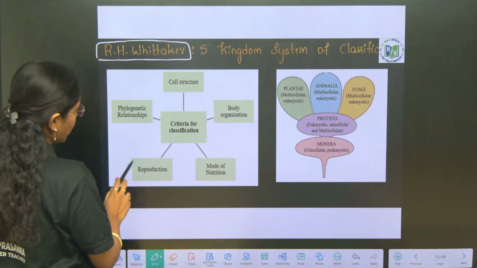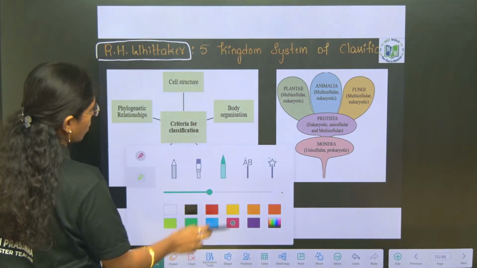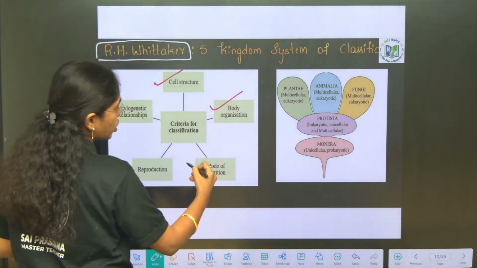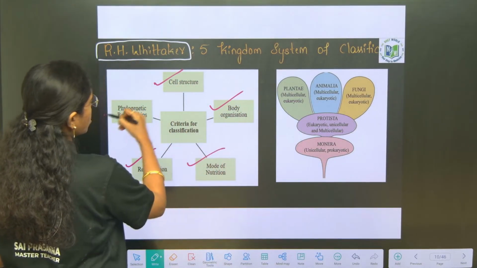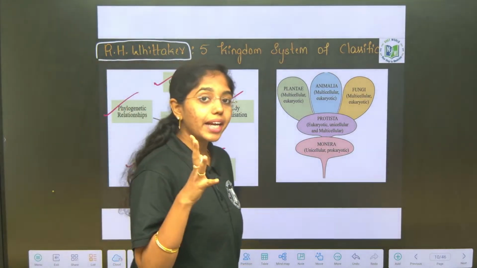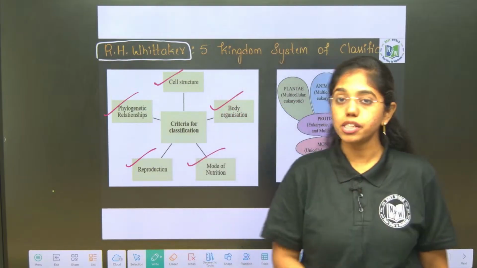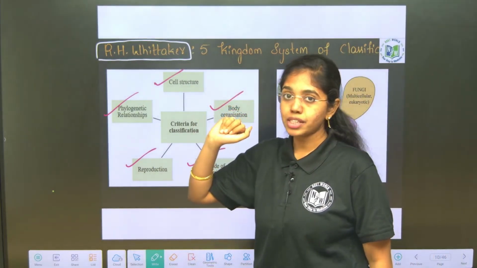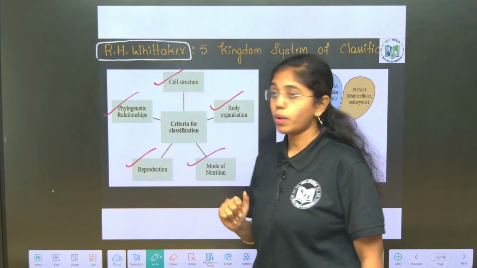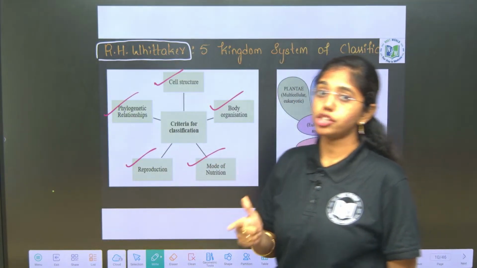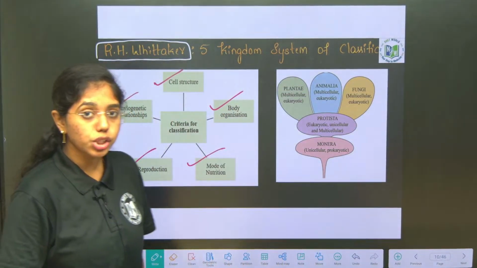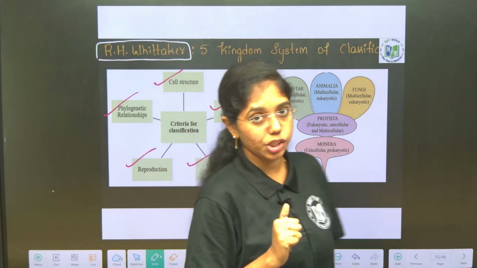The major criteria for the five kingdom system of classification include cell structure, body organization, mode of nutrition, reproduction and phylogenetic relationships. All five criteria used to classify in the five kingdom system, you have to fix in your mind. What are they? Cell structure, thallus organization or body organization, mode of nutrition, reproduction and phylogenetic relationships.